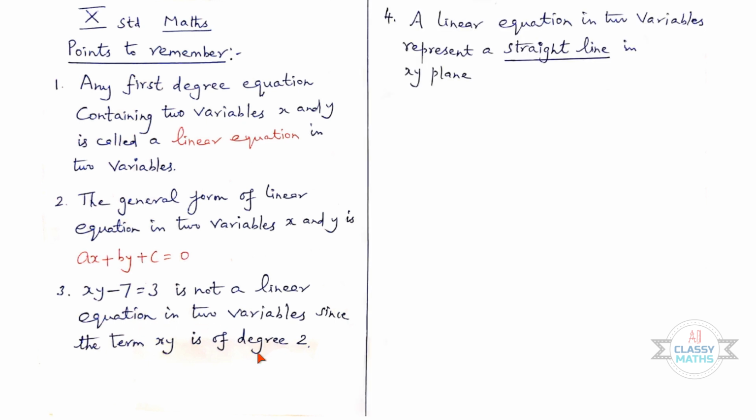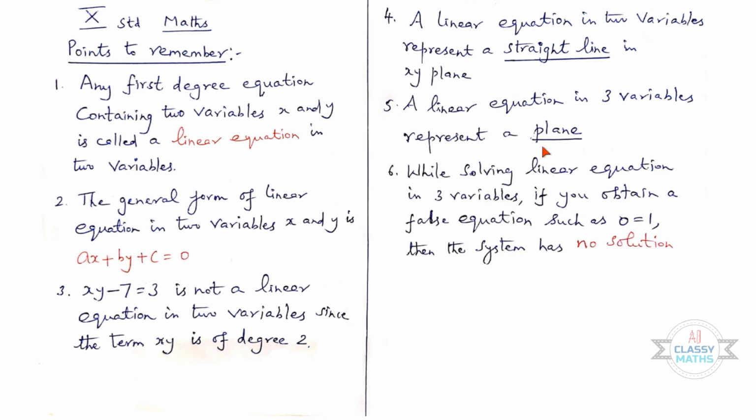Next point, a linear equation in two variables represent a straight line in xy plane. Fifth point, a linear equation in three variables represent a plane.